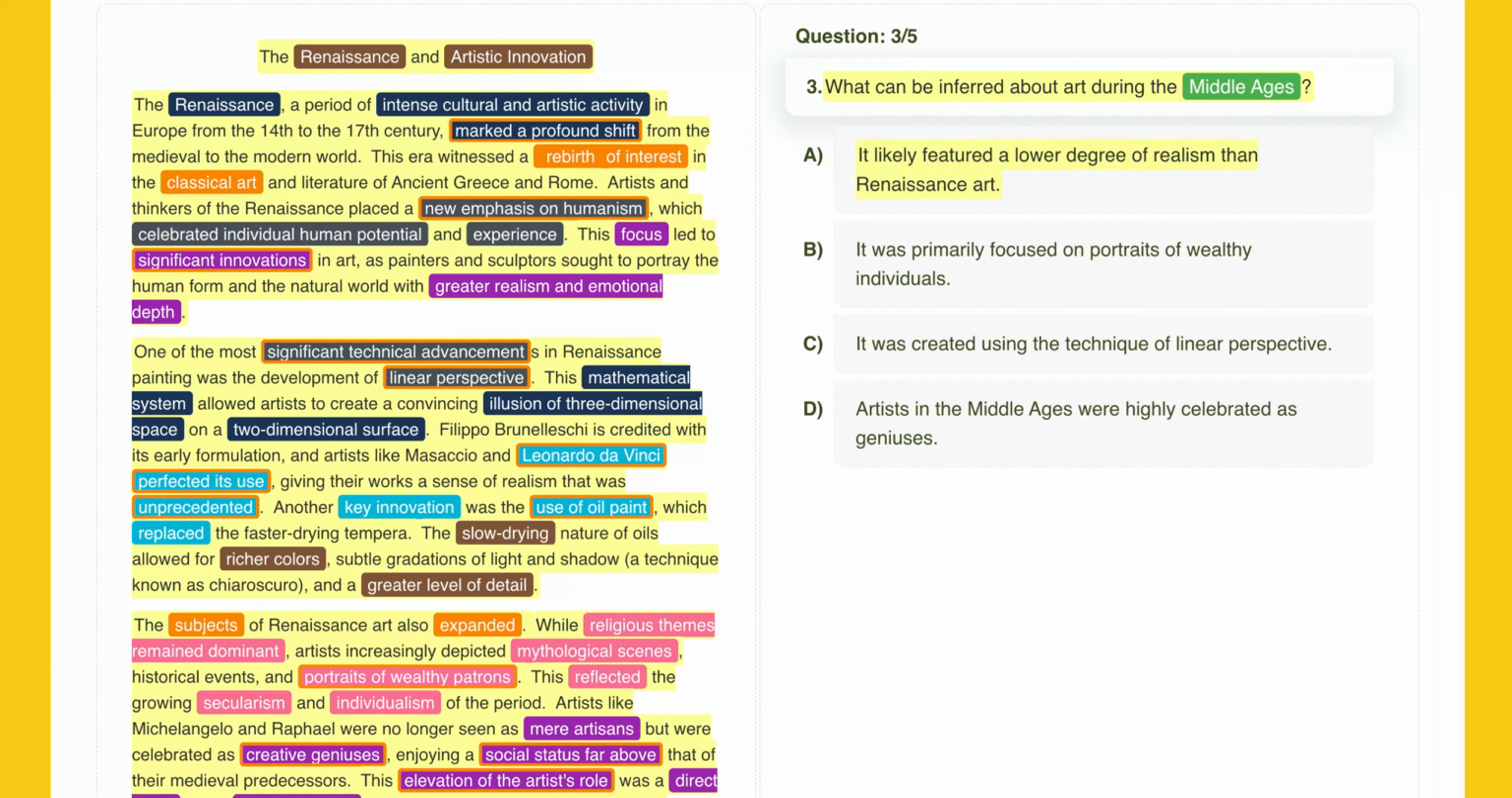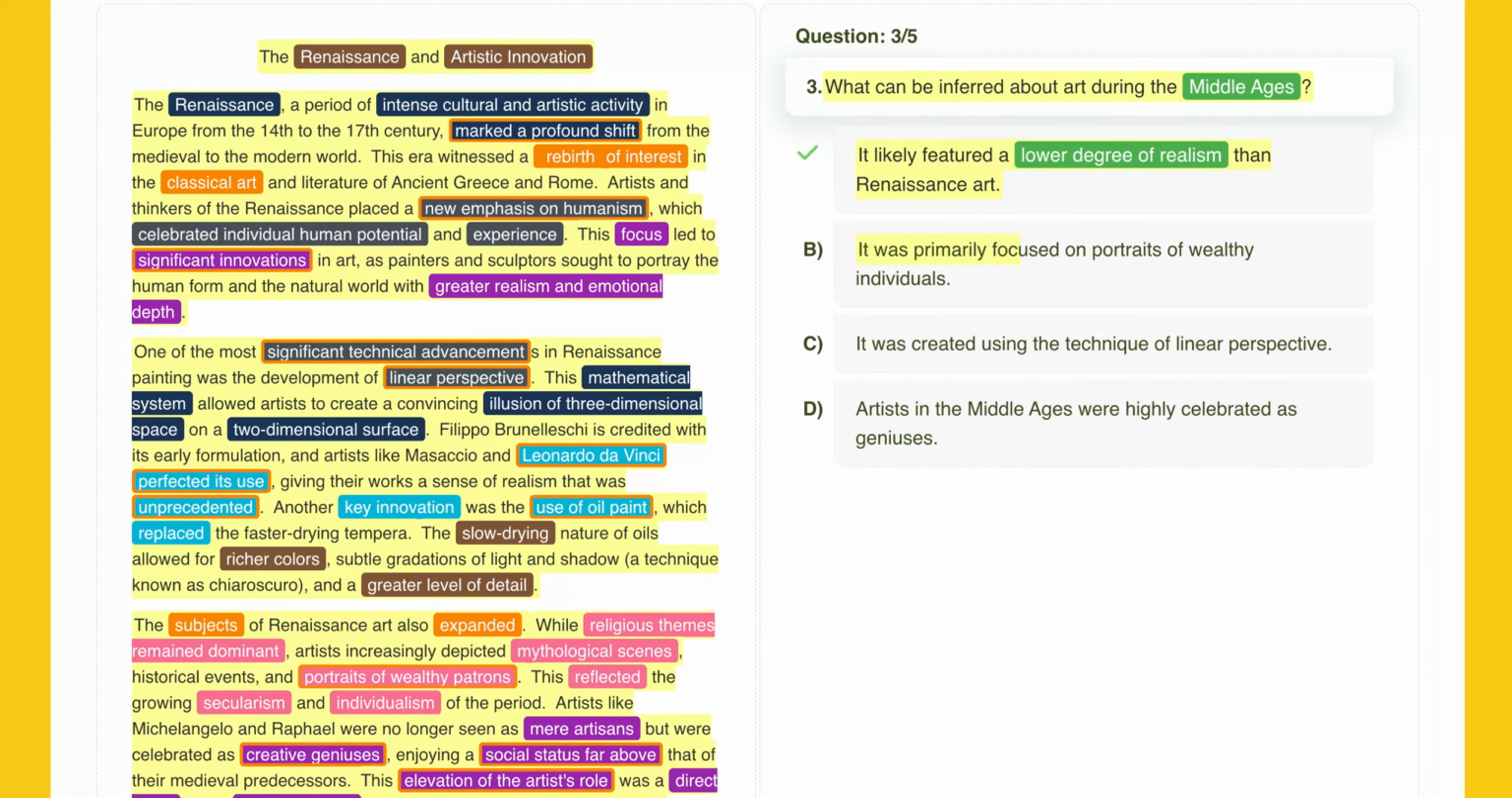The passage says the Renaissance painters sought to portray the human form with greater realism. If Renaissance art had greater realism, it logically follows that the art before it, in the Middle Ages, had a lower degree of realism. The text supports this contrast. Correct. Let's move on to option B.